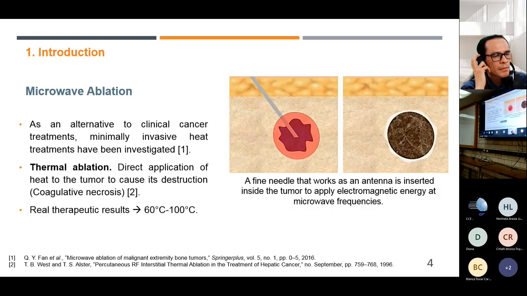As an introduction, I want to start with the definition of microwave ablation. Microwave ablation is a technique that has recently been studied to treat different kinds of tumors, in this case, bone tumors. In this technique, we use an antenna that is inserted inside the tumor, and this antenna applies electromagnetic energy with the objective of generating an ablation area with the aim of killing all the tumor. The main effect that we want to produce in the tumor is an increase in temperature. For that, we need temperatures between 60 degrees Celsius and 100 degrees Celsius to kill all the tumor.